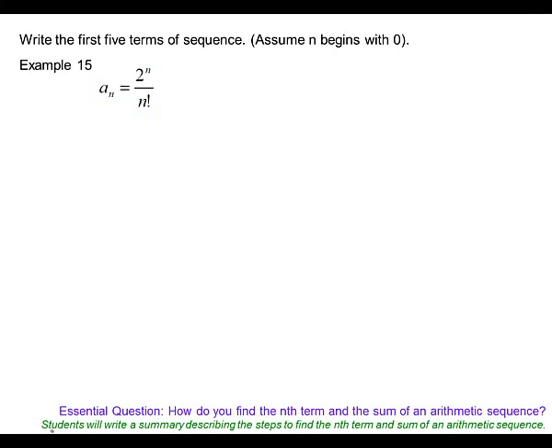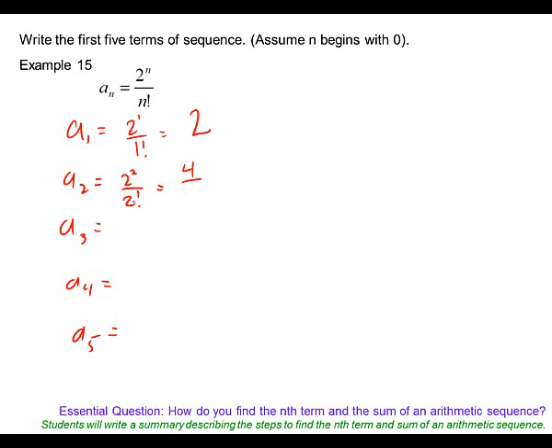This one wants us to write the first 5 terms, which is kind of what you did in your homework last night. So a sub 1, a sub 2, a sub 3, a sub 4, and a sub 5 is what we need. I'm going to put in a 1 to begin with, so 2 to the first over 1 factorial would just be 2, wouldn't it? Yes. Then 2 squared over 2 factorial. What's 2 squared? 4. And 2 factorial is just 2 times 1, so it is 2. So my next number is still 2.